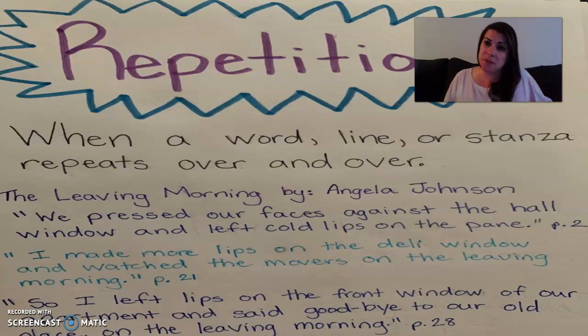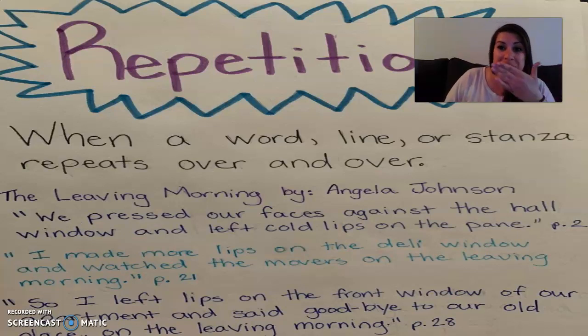And even in the very beginning of this book, which I didn't include in here, I think it even starts out on the leaving morning. So one of the things that keeps repeating is that phrase, on the leaving morning. And a repetition, as you can see here, is when a word, a line, or a stanza, something that we use in poetry, repeats over and over again. And so we see that line, on the leaving morning, repeating several times throughout this book. But the other thing that we're seeing repeating is that they're leaving their lips, that print of their lips.